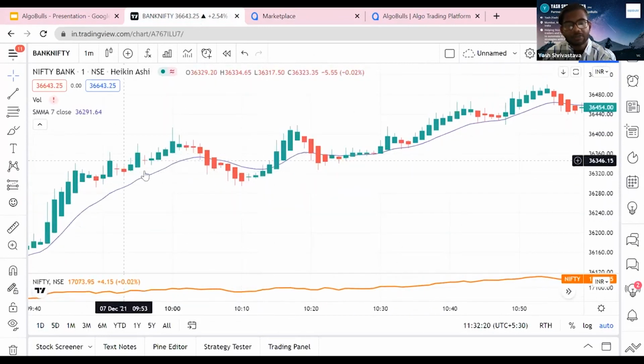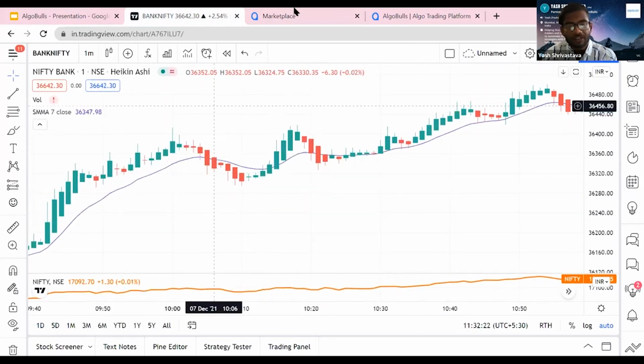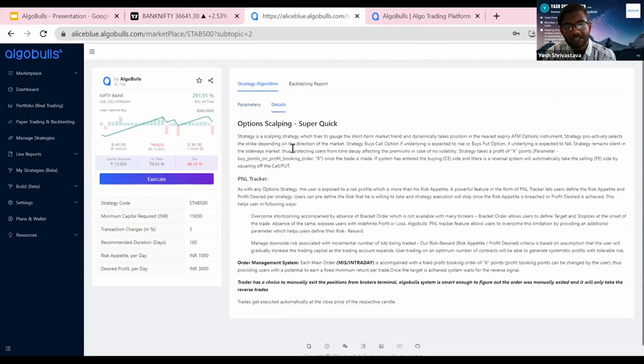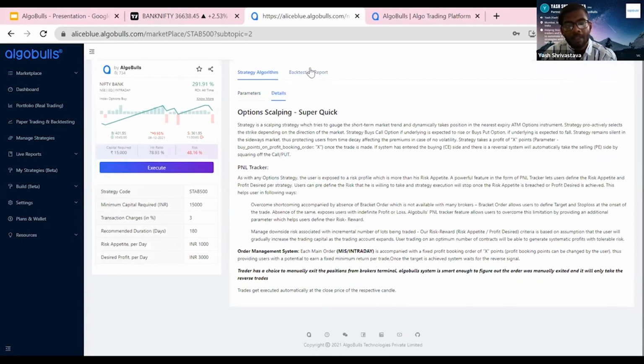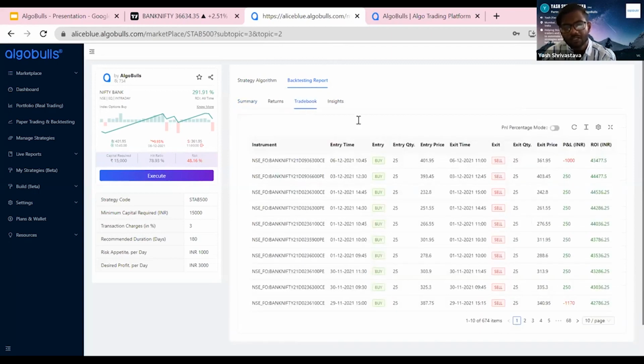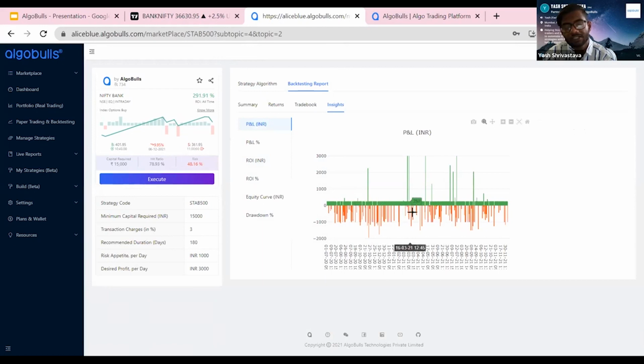So this is a very simple strategy based on SMA moving averages, wherein you could see all the parameters clearly mentioned. You could read the details, where it is based on option scalping, super quick. And you could also find an end-to-end backtesting report: the maximum gain the strategy has given you, maximum losses, the average profit booking a day and average loss booking a day. You could see all the trade books of the strategy, irrespective of how it has been performing. And in the insights section, you would see it has given you a consistent profit, a limited profit, and the loss is kind of fixed with the strategy.